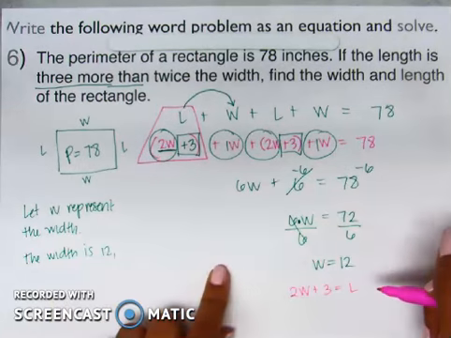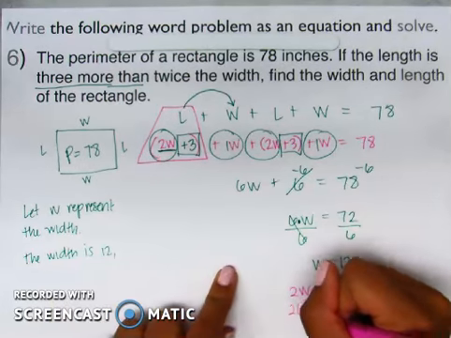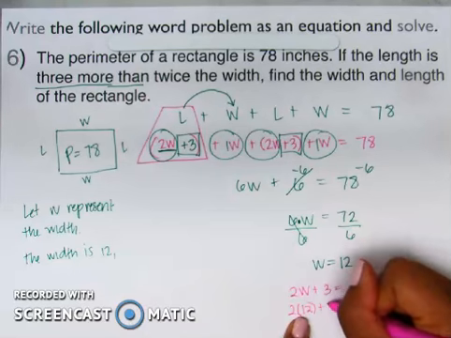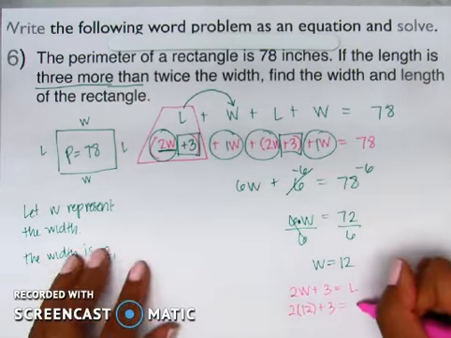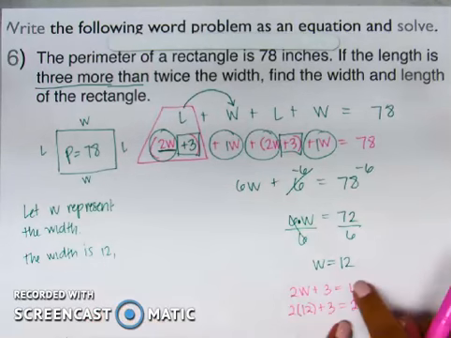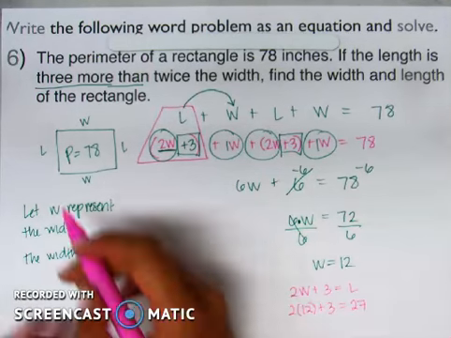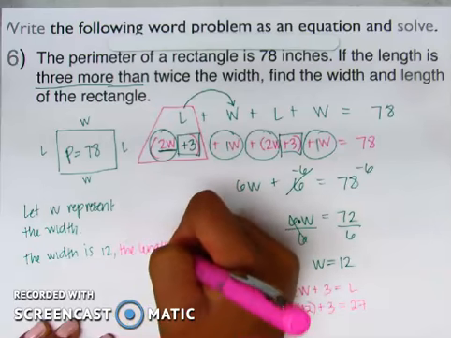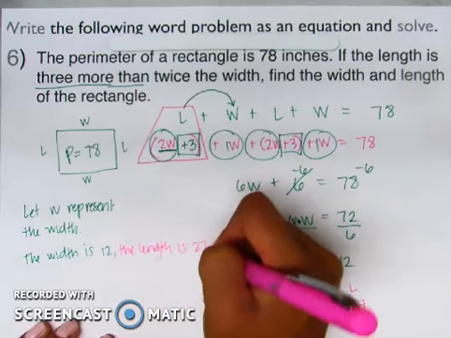So we're just going to go ahead and plug in what we know. We're going to do twice the width. So 2 times 12 is 24, but we're going to add 3 to that. So 24 plus 3 is 27. So what's the length? The length is 27.